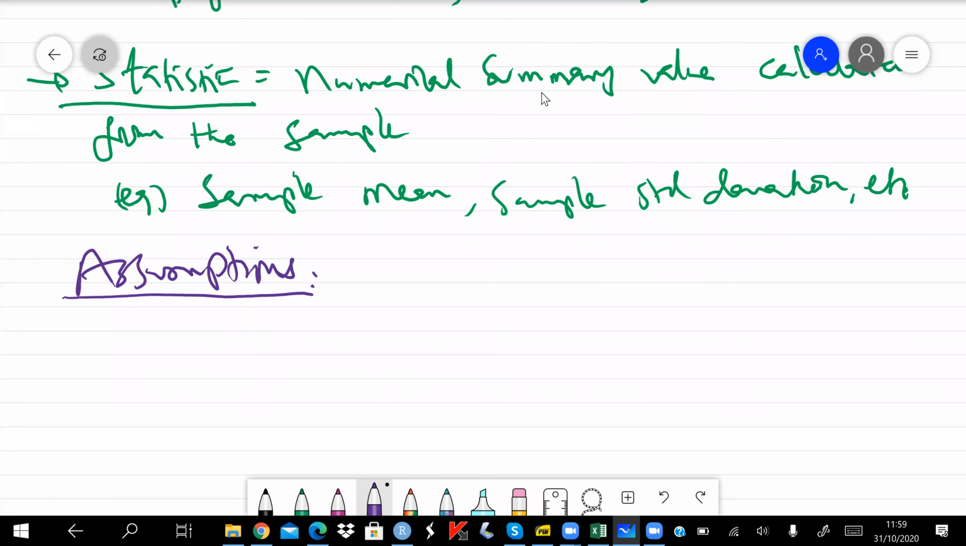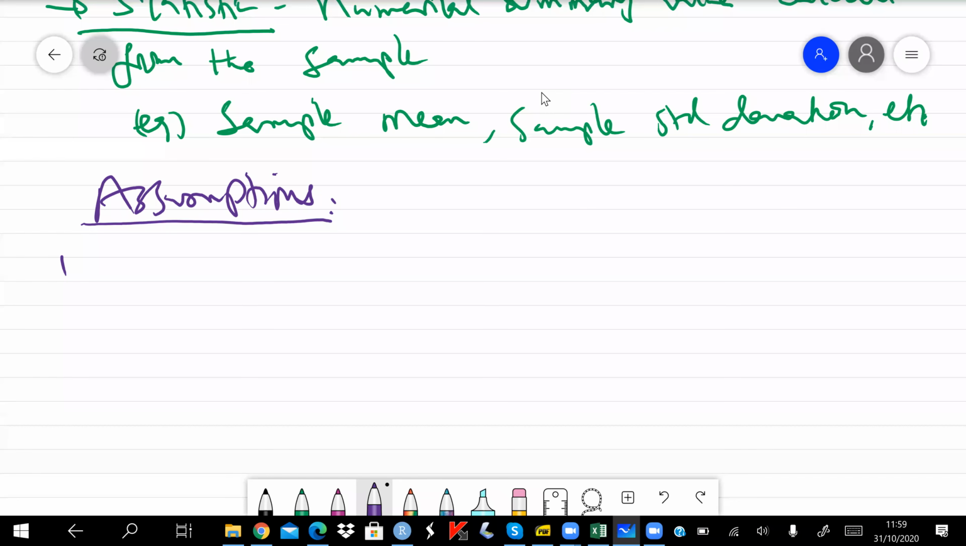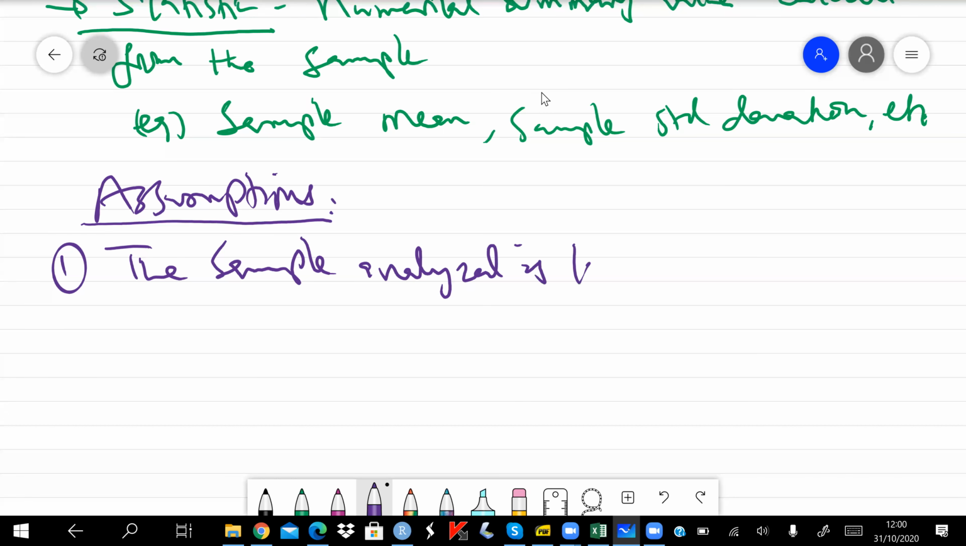So let's look at the assumptions under statistical inference. There are two main assumptions. Number one is that the sample analyzed is large. That is, if n is the size of the sample, then n is bigger than 30. That's what we call a large sample.